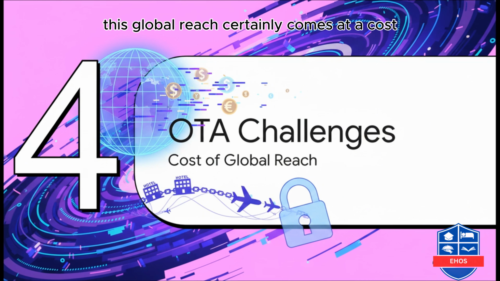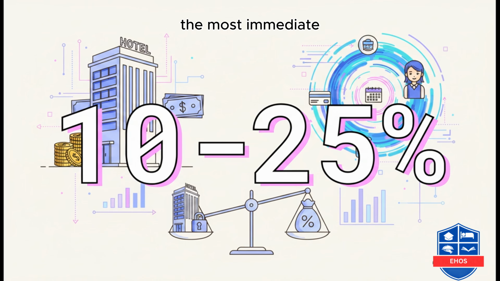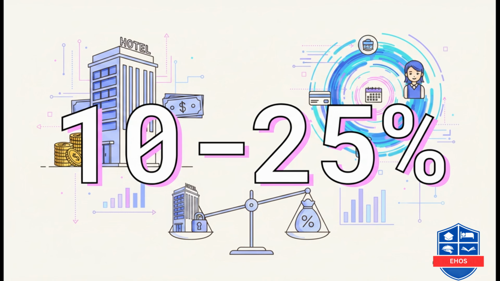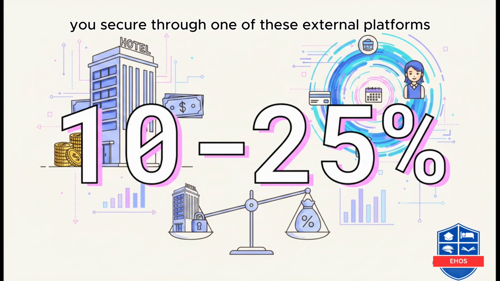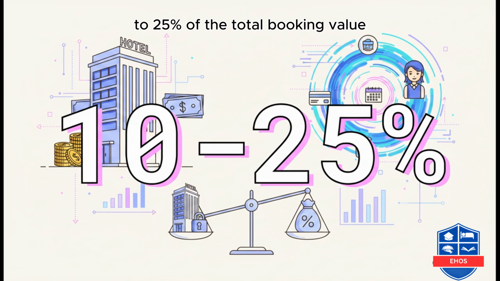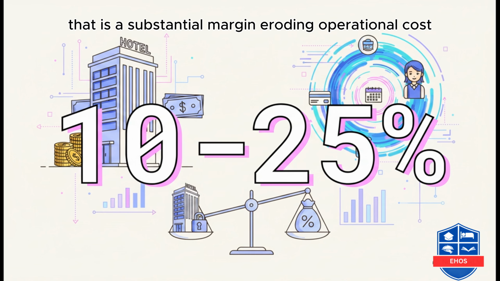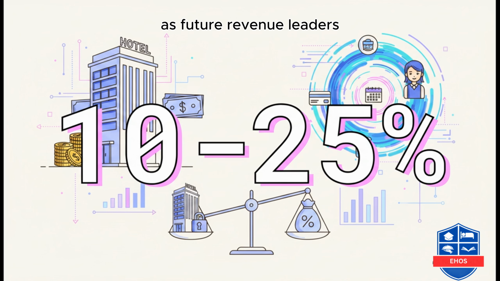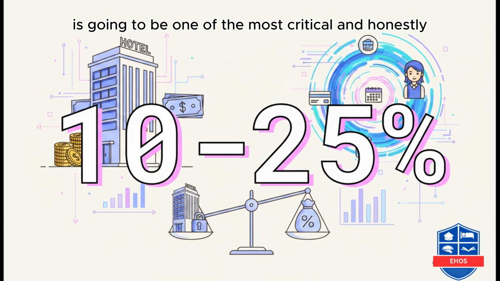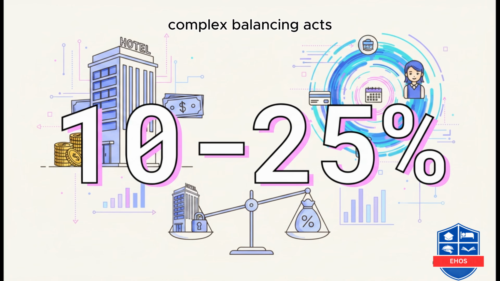Let's transition to Section 4, challenges of third-party distribution. Because as we know, this global reach certainly comes at a cost. So what's the catch? Well, the most immediate, tangible challenge you're going to face as a professional is the remarkably high cost of commissions. For every single booking you secure through one of these external platforms, your hotel is typically going to pay anywhere from 10 to 25% of the total booking value right back to the OTA. That is a substantial, margin-eroding operational cost. As future revenue leaders, meticulously managing this massive expense while keeping your property's occupancy high is going to be one of the most critical and honestly complex balancing acts you'll perform every single day to protect your bottom line.